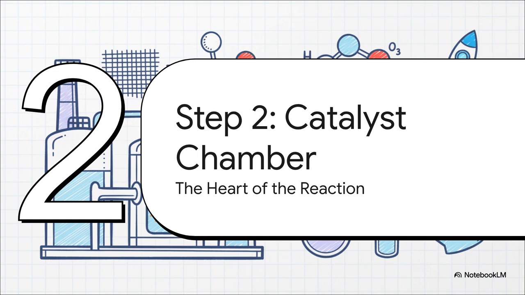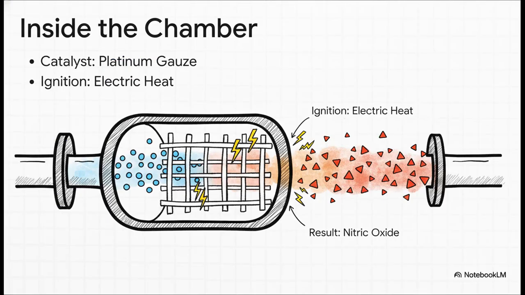All right, so with our perfect 1:10 mix ready to go, the gas is fed into Step 2, the catalyst chamber. You could really think of this as the heart of the entire operation. This is where the first huge transformation happens. So what's going on in there? Well, the gas mixture flows over something called a platinum gauze, which acts as a catalyst. It basically just makes the reaction happen way, way faster. You need a little jolt of electric heat to get it started, and then, bam, the ammonia is converted into a brand new gas, nitric oxide.